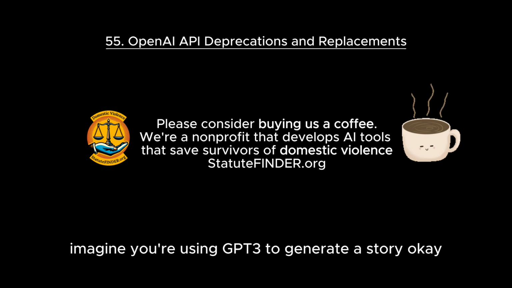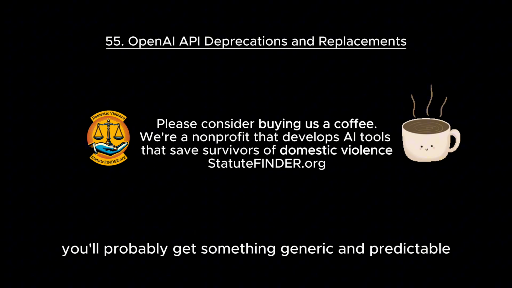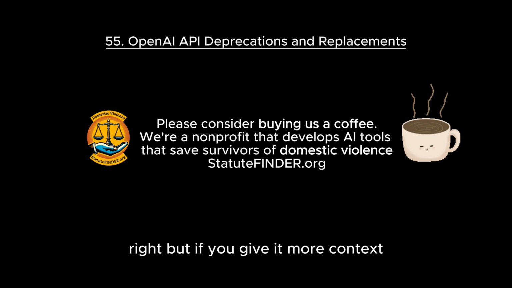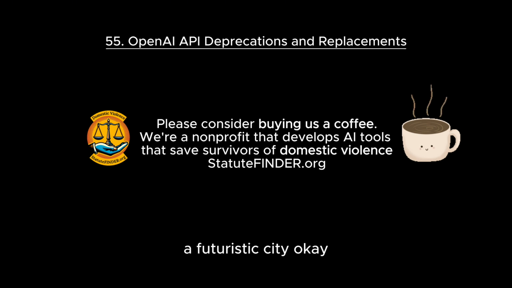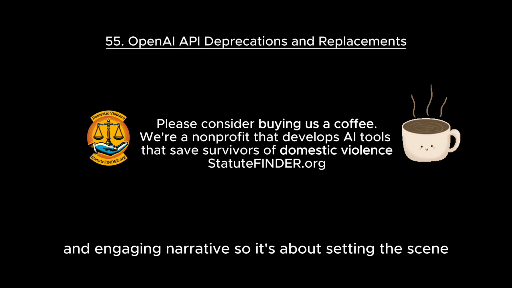Sure. Imagine you're using GPT-3 to generate a story. If you simply prompt it with, write a story, you'll probably get something generic and predictable. But if you give it more context, like write a science fiction story about a time traveler who visits a futuristic city, you're guiding the AI towards a more specific and engaging narrative.